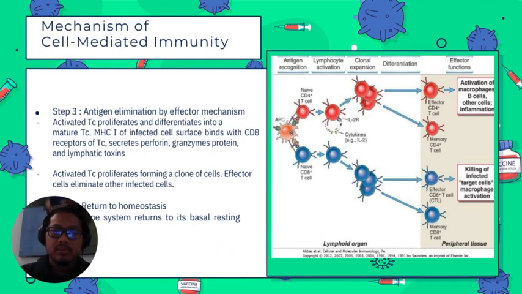The third step is that the antigen will be eliminated by the effector mechanism. The activated Tc will proliferate and differentiate into a mature Tc. The MHC1 of the infected cell surface binds with the CD8 receptor of Tc. It secretes perforins, granzyme protein, and lymphotoxins. The activated Tc will proliferate, forming a clone of effector cells, and eliminate other infected cells.